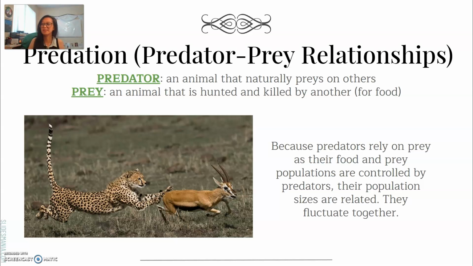But if there is an influx of prey, like there's a lot of prey, eventually there will be more predators because they get to eat all of those prey and have offspring and live and all of those things, right? So they're inherently connected.